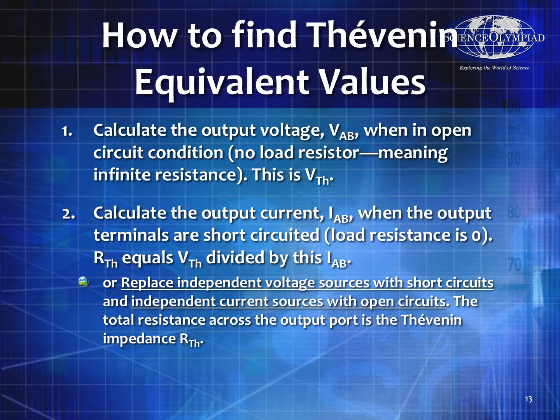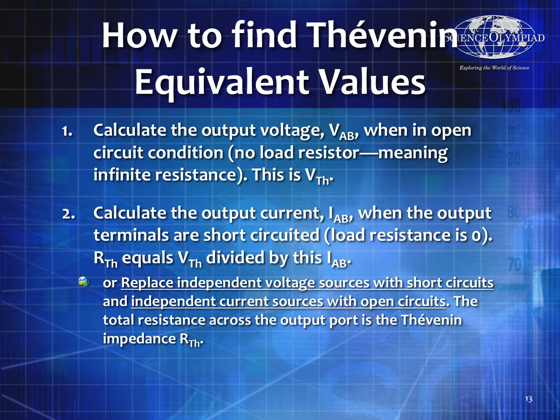So first, you need to calculate the output open voltage. So in other words, pretend that A and B is completely open. There's no load resistor. So it's infinite resistance, and you find what is the output voltage. This is the Thevenin voltage. Then you calculate the output current when the output is short circuited. So the load resistance is 0. R Thevenin is equal to V Thevenin divided by this I AB.